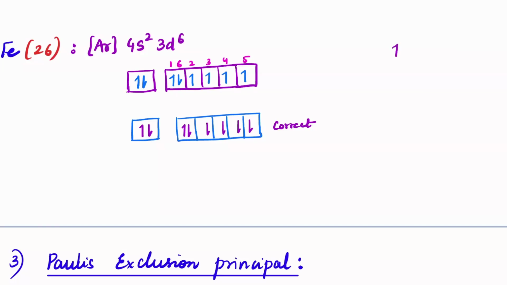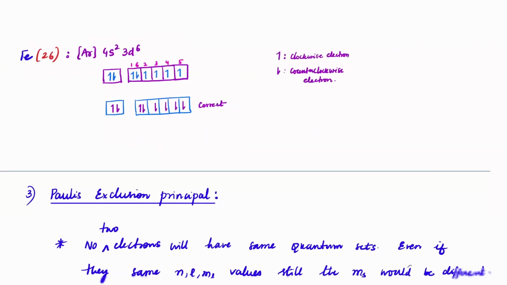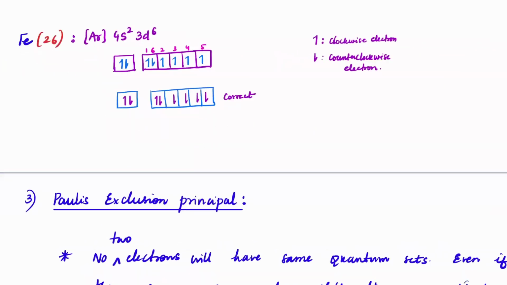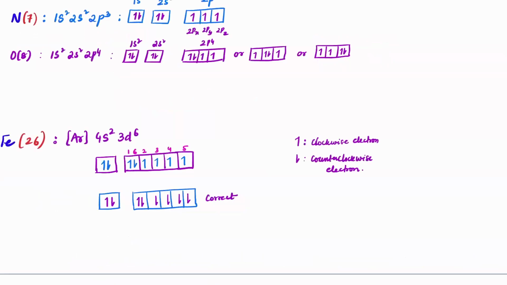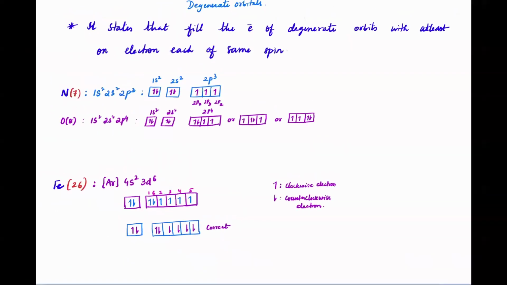So this electron filling, I'm using it as a clockwise electron. And this symbol, I'm using it for counterclockwise electron distribution or electron representation. Guys, I hope you understood this part. If you are doing this, we say we are following Hund's rule.